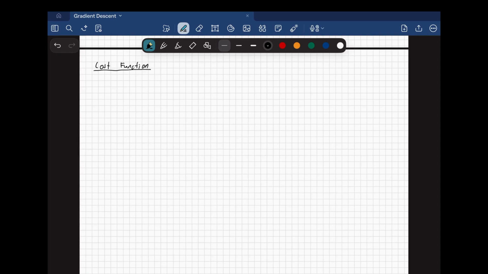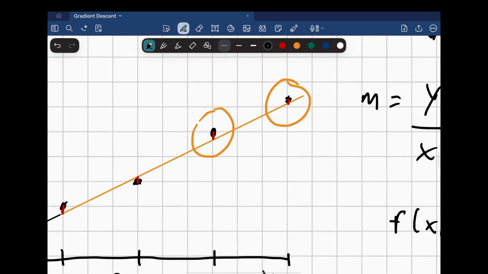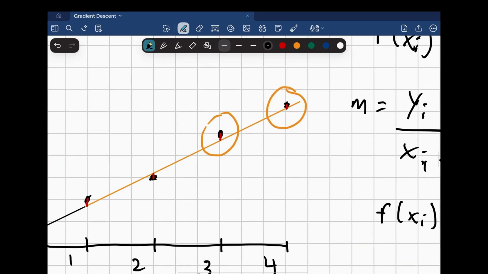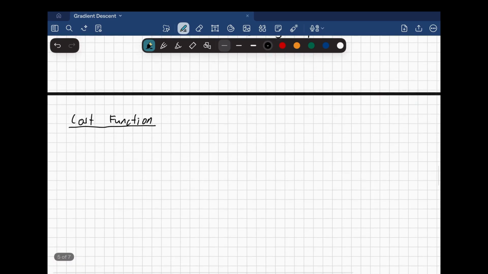I think I forgot to write this earlier, but what I mentioned here, the gap between the line or the model and the actual y data or the exam score, is called the residual, which should be y hat minus the actual y value, equal to the residual, or y hat could also be called f of xi.